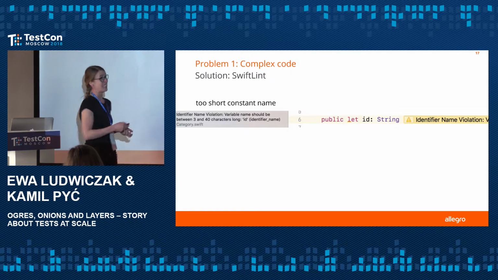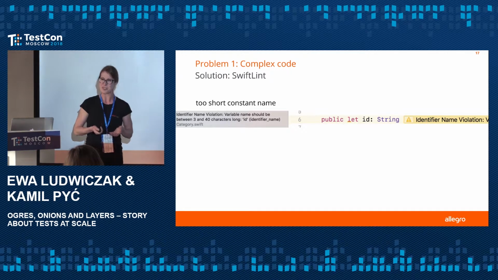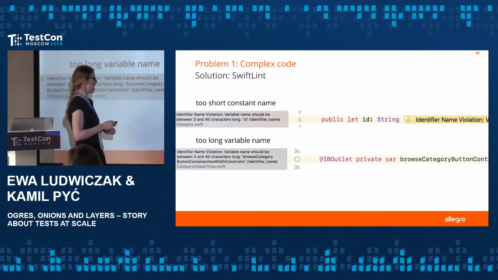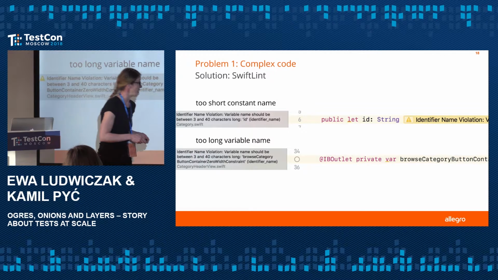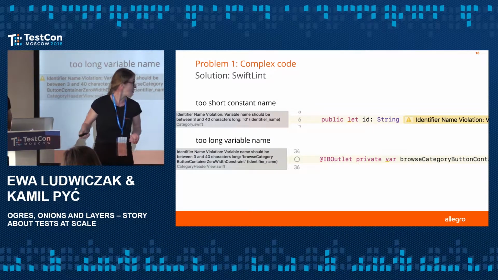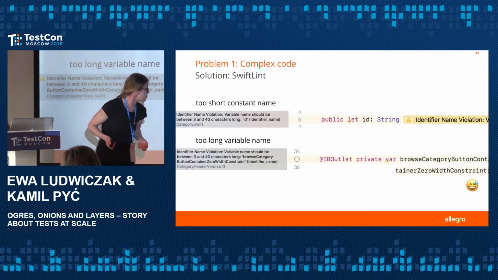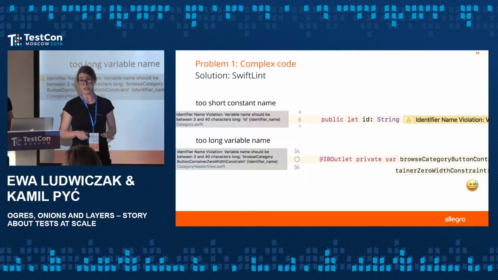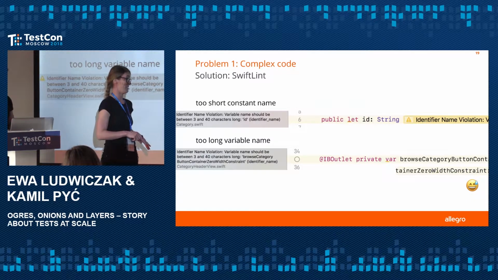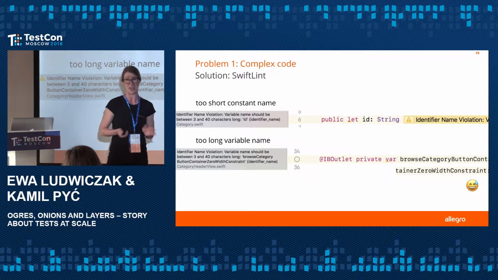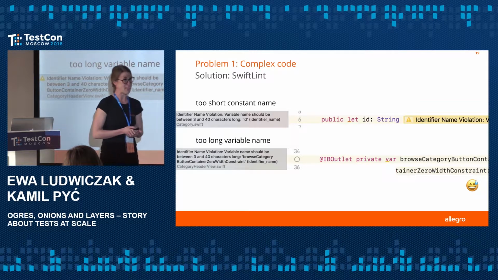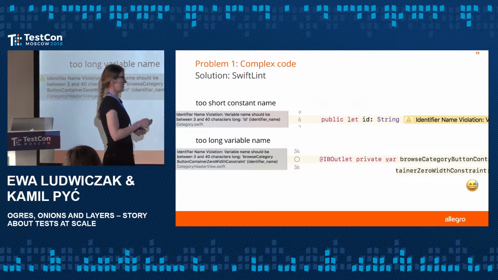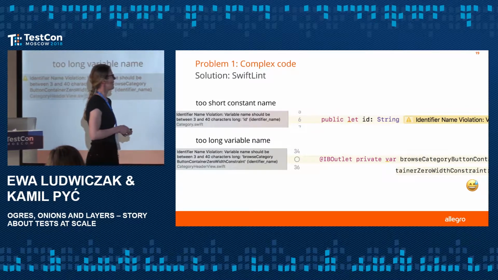You can see, like, ID. It does not say a lot about what the constant does. We also have a lot of really long names, like this one: browse category button container 0 with constraint. It's really long. We know it's really bad, but we have a lot of names like that in our project. I'm not sure how it looks in your project, but sometimes names, as you can see, are definitely not perfect.